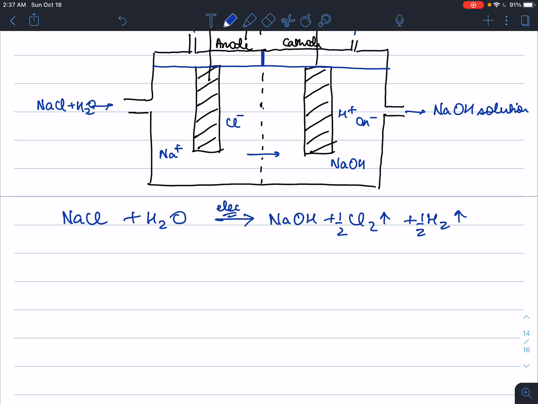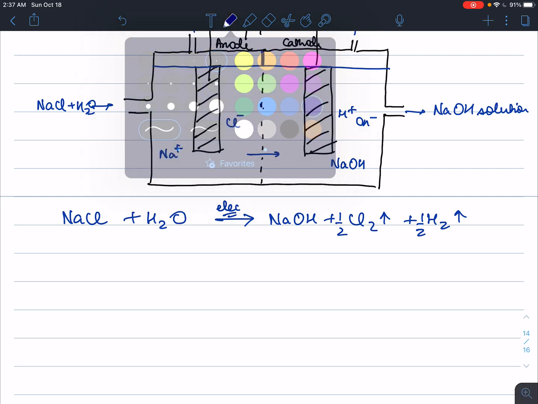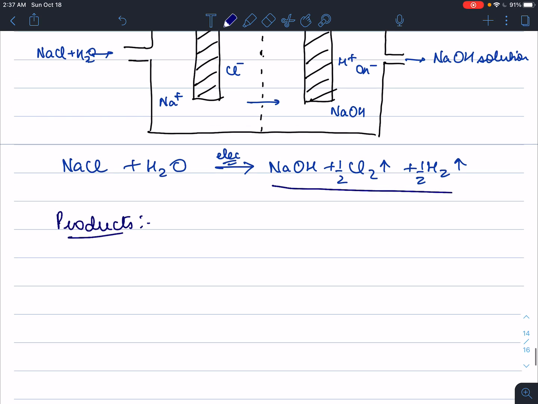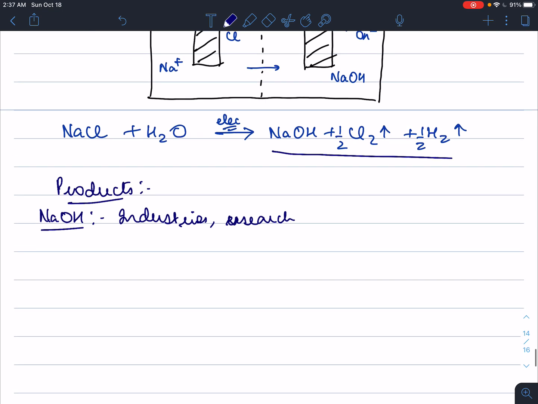So why is this reaction of any significance? Well, let's look at the products we get from this. The products, which are these, sodium hydroxide is very important. Sodium hydroxide is used in a variety of chemicals. It is used in industries, experiments, research, many other places. Okay, it has a variety of uses.